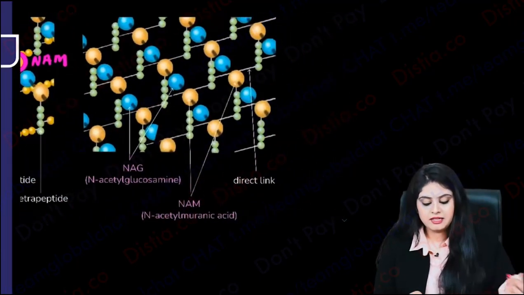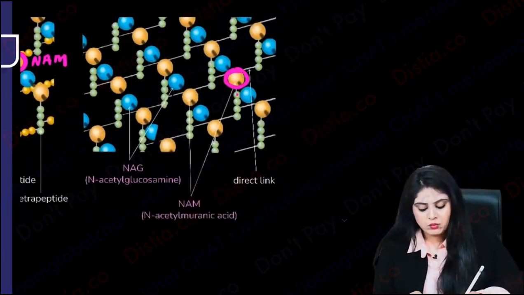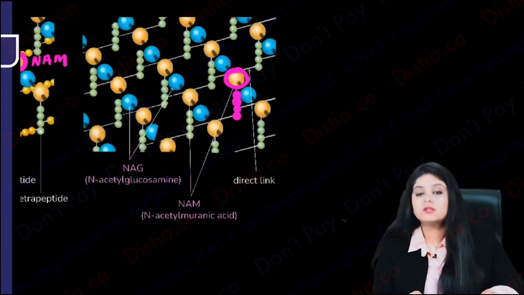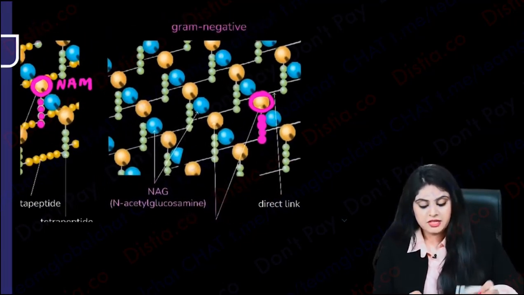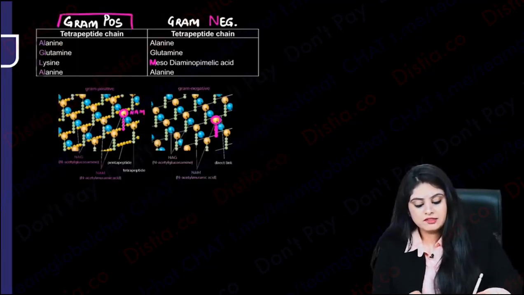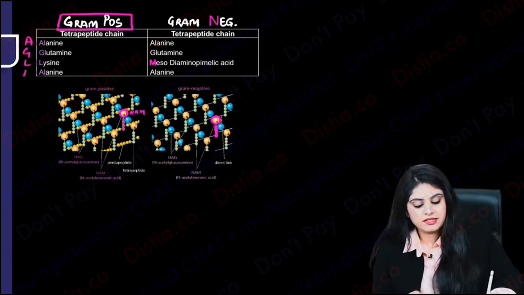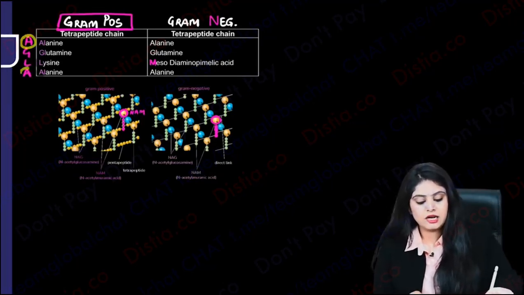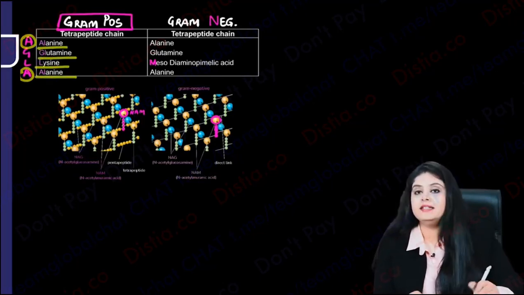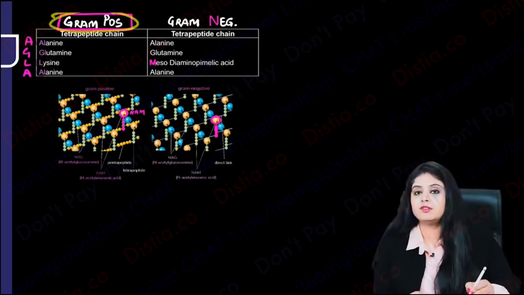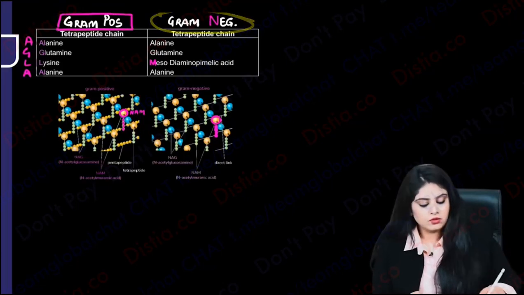Let me go to the gram-negative organism. Yes, this is NAM, and 1, 2, 3, 4. Four amino acids are attached to the NAM molecule. What are those amino acids? Here the difference will come. So please note, for gram-positive organisms, I have learnt AGLA. These are the 4 amino acids that are there, out of which you start with alanine and end with alanine. Alanine, glutamine, lysine, alanine. Then again alanine, glutamine, lysine. So AGLA, that is going to be gram positive. In gram negative, you follow the same AGLA.